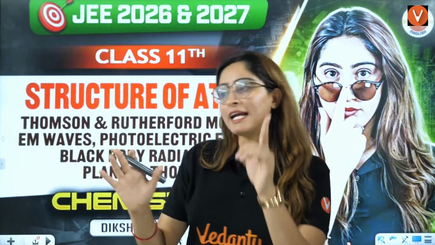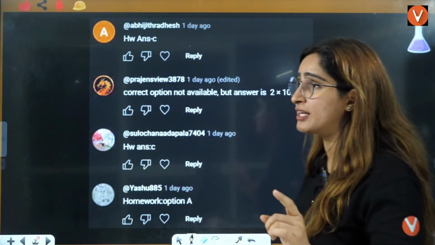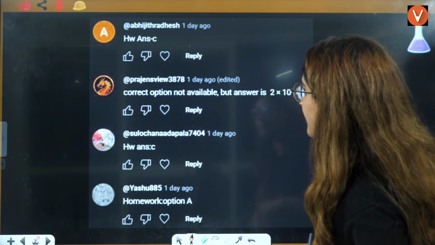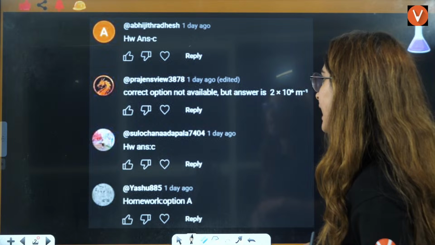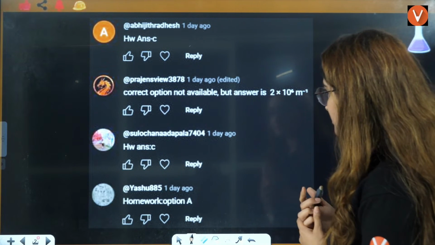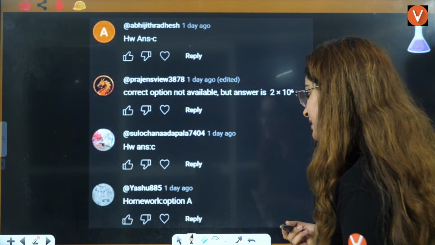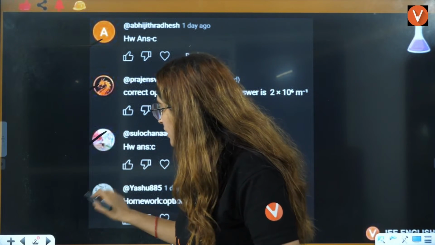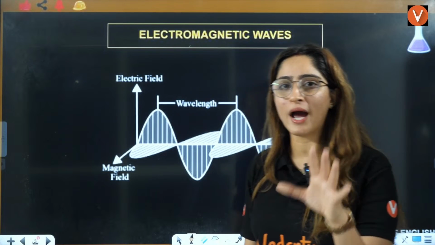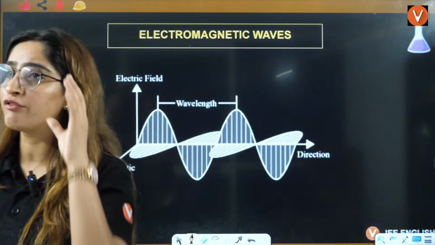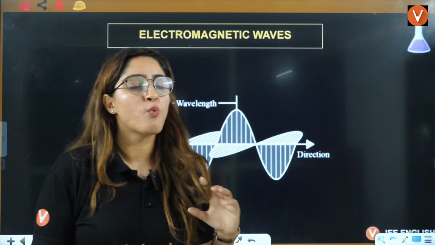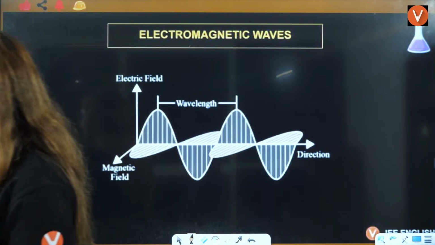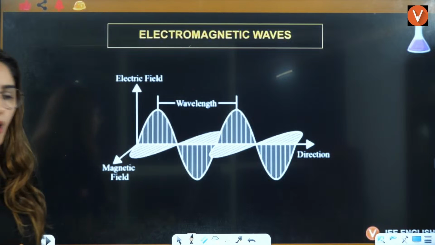Before that, let me see how many of you have actually done the homework. The students who have done the homework are Abhijit, and then very good. Okay, correct answer is not available. Okay, C, and Yashu has also done the homework. So, very good. These four students have done the homework, and I would advise all the students out there, if you want to be disciplined and consistent, then you have to do the homework. Otherwise, nothing is going to work.